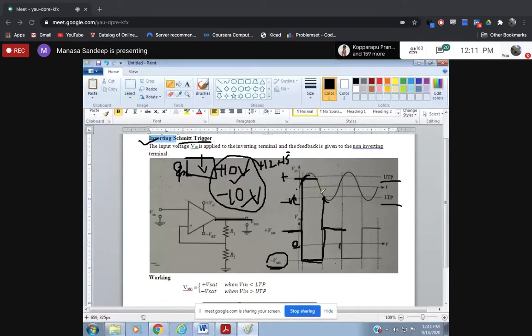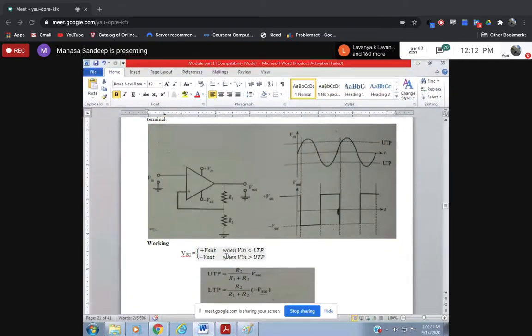Where is your input? Input is at its negative side, whereas your output is at its positive side. Input is below the zero line, but your output is above the zero line. Why? Because you have designed an inverting Schmitt trigger. If you remember this, you can explain it in your own words. What do you need to remember? Only this much: when input is greater than UTP, output will be minus V saturation. When input is less than LTP, output is in the positive V saturation.